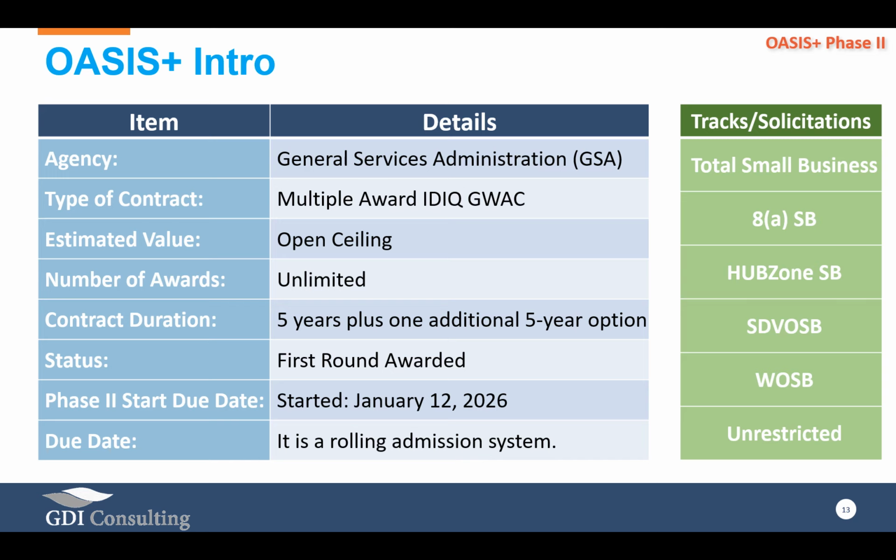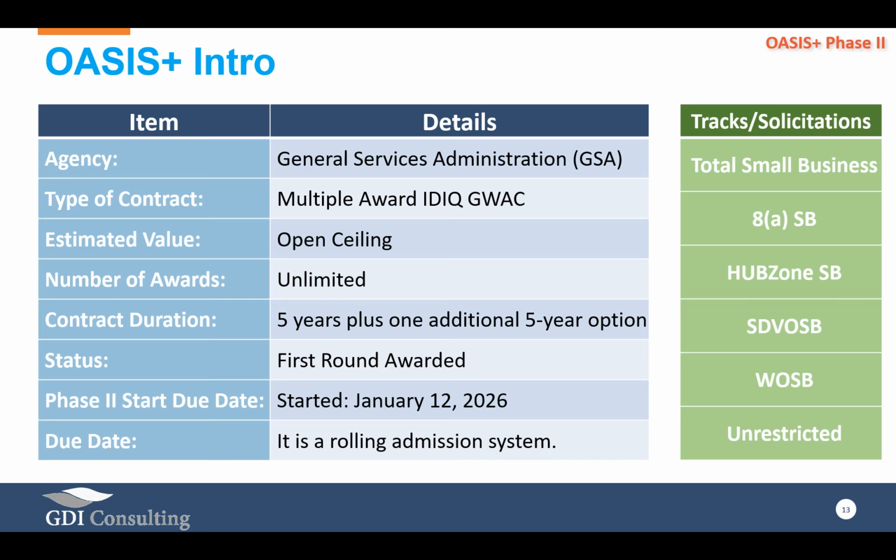Now, there are 6 tracks, as they're called. You can think of it as 6 different contracts. The contracts are segregated by the type of company. So there is a total small business track, 8A small business, HUBZone small business, STV OSB, WOSB, and unrestricted. So these are the 6 tracks that we have.